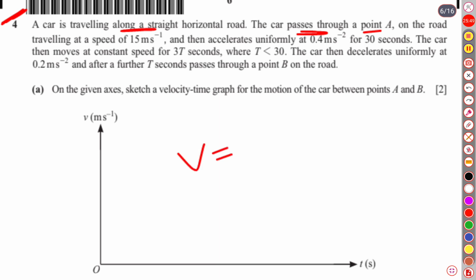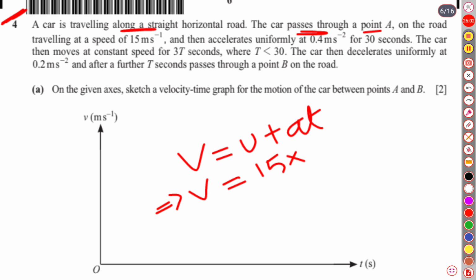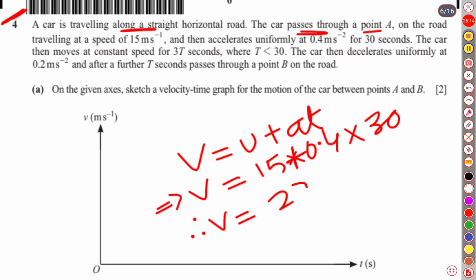v = u + at. The velocity is to be obtained, where u is the initial velocity, 15, the acceleration is 0.4, and the time is 30 seconds. Hence our velocity is going to be 15 + 12, which is 27. So 27 meters per second is the velocity after accelerating. So let's mark the points. At time zero, the velocity was 15.